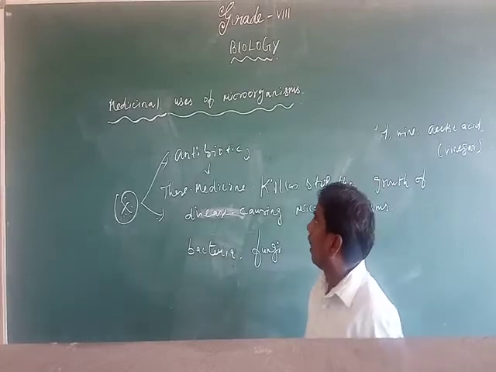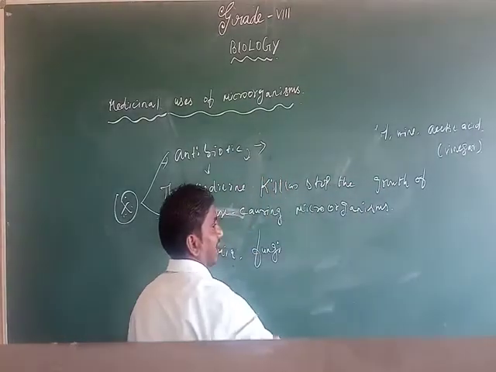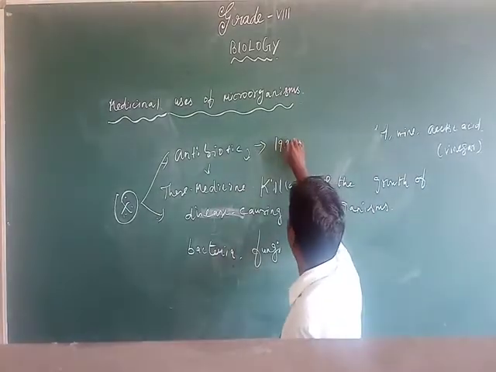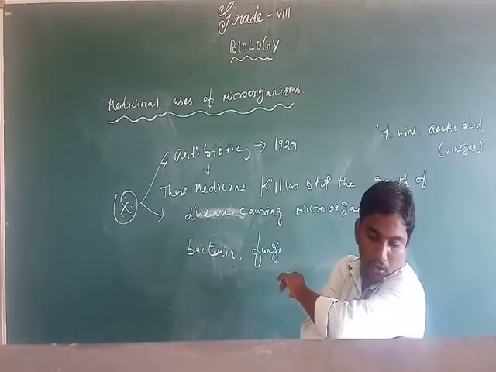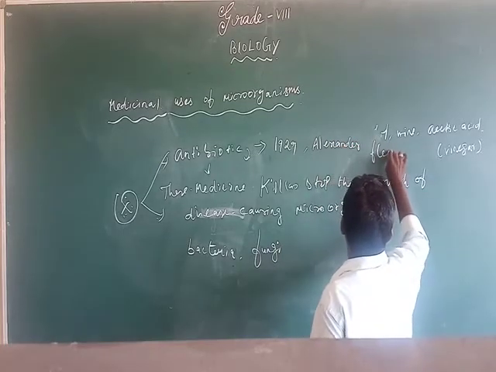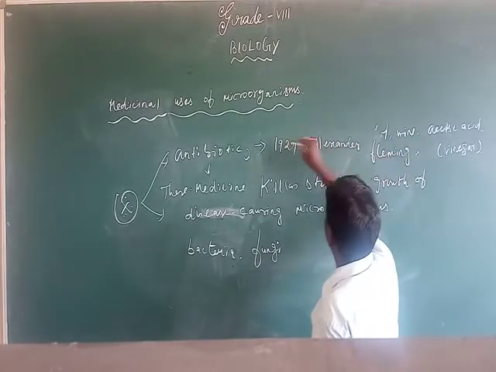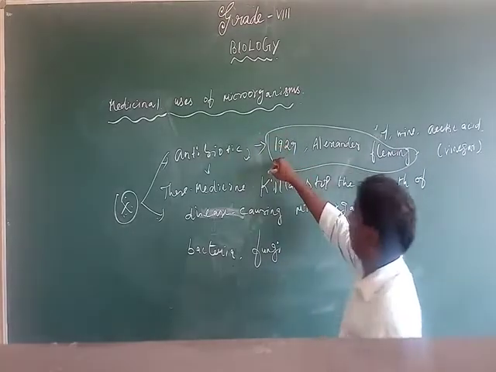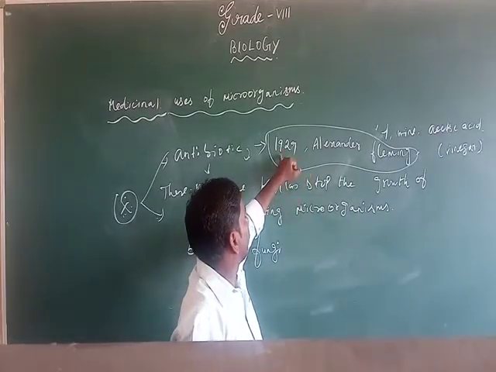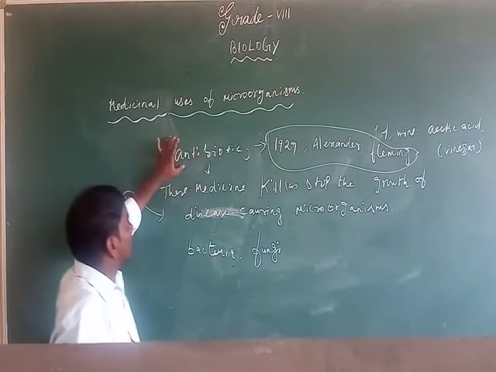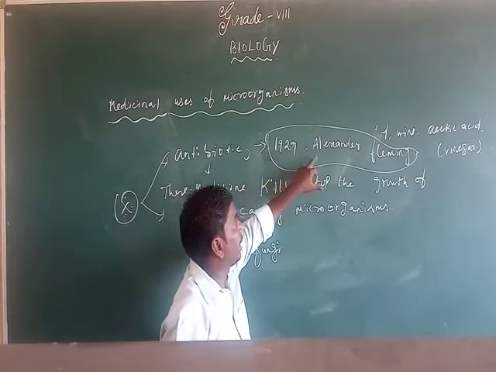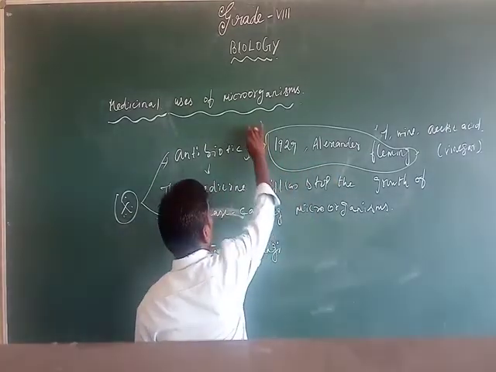Well, who first discovered antibiotics? In 1929, Alexander Fleming. Alexander Fleming is one of the scientists, and in the year 1929 he first discovered antibiotics. And who is Alexander Fleming? It's another very important question.